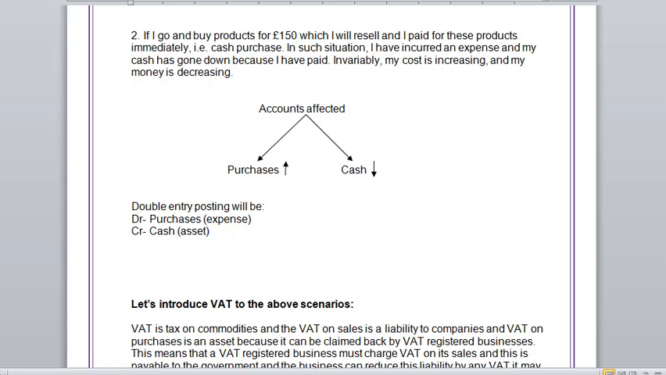So you will find that your costs, in this case, what cost? Purchases, is increasing. The debit is an expense. The expense is increasing. I will debit the expense as it is increasing, and I will credit the cash. The cash is an asset to me. If my asset is increasing, I will debit. If it is reducing, I will credit. And in this case, it is reducing. So I will credit my cash with £150 both ways.